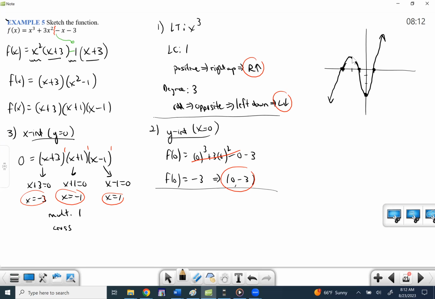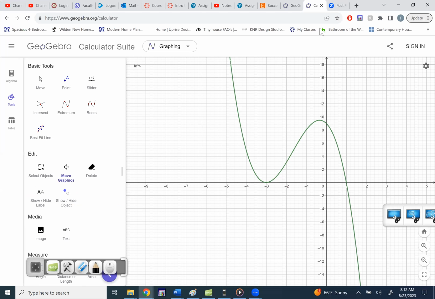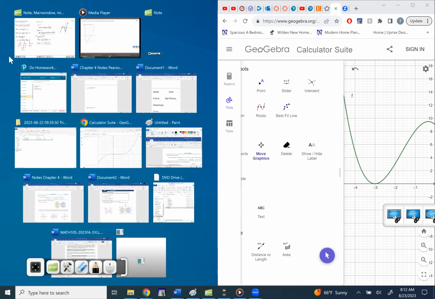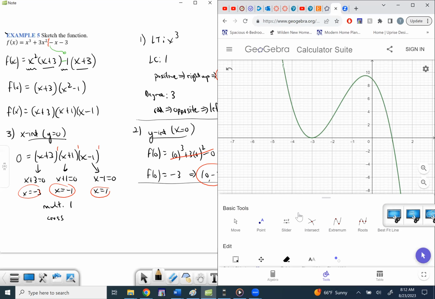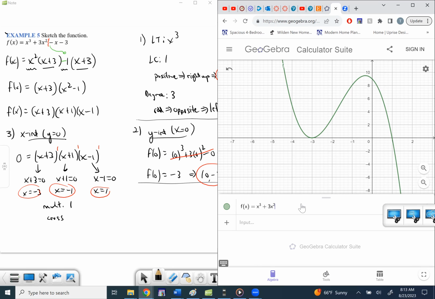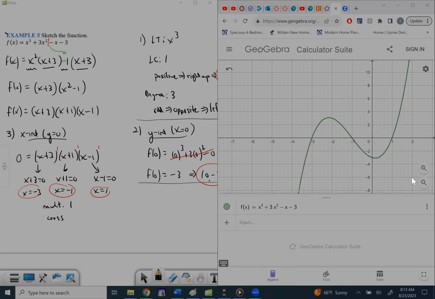A bit smoother. Get a little OCD sometimes, huh? Oops, it did it again anyways. Okay, all right, so that's my really shaky sketch of what the graph looks like. Let's go see what it does look like. X to the third plus 3x to the second minus x minus 3. Ooh, that was looking good. That's exactly what we want.